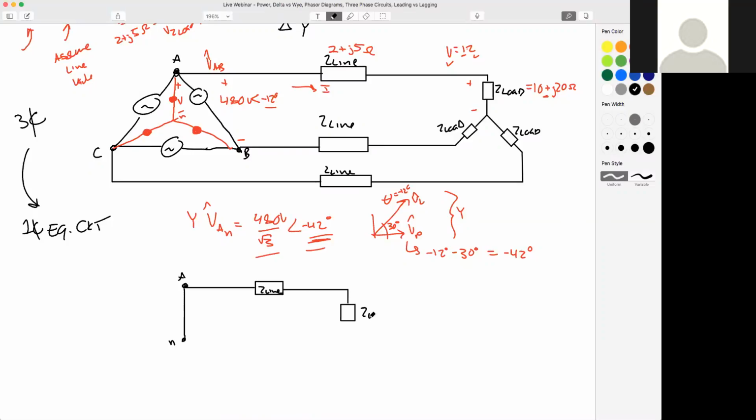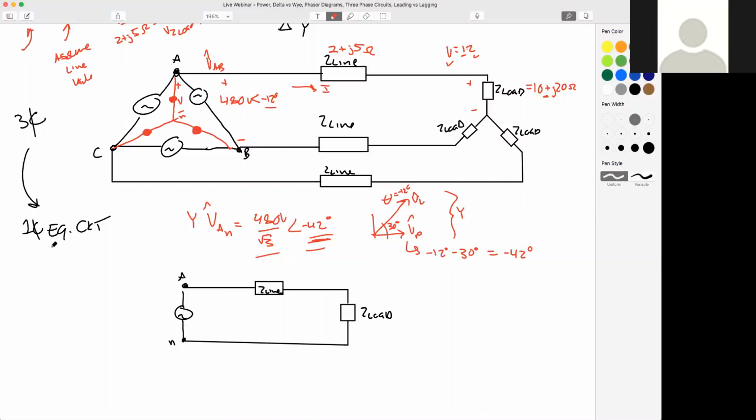Here's our Z load. And I'm going to erase that really quick. Perfect. How does this look to everybody?